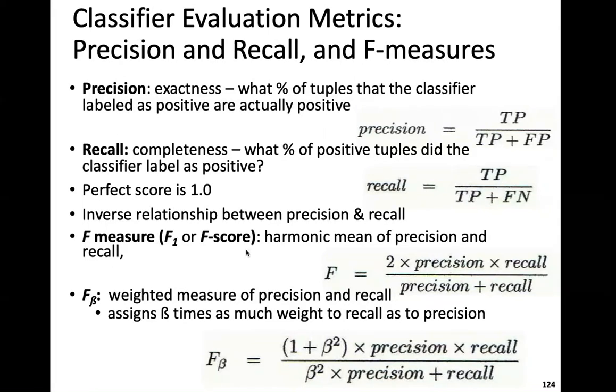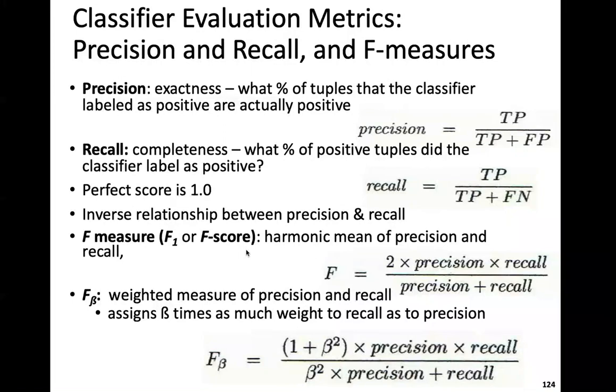What about recall? Recall means completeness. That is, what is the percent of the positive tuples that the classifier did label as positive. Here I want to reduce the false negatives so that they become 0. Again, if it is closer to 1, it is better.